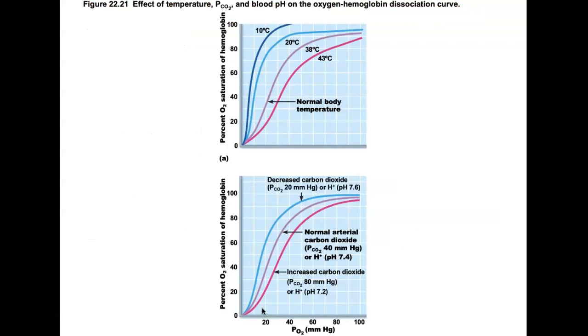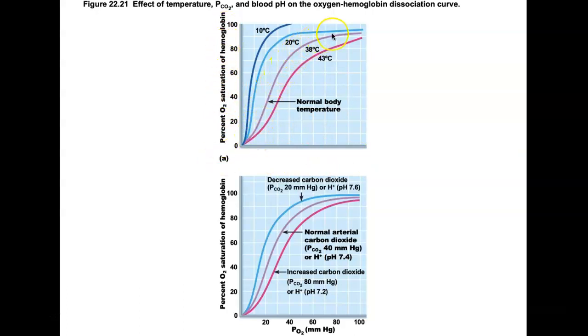So anytime you have an increase in temperature, an increase in acidity of the blood, meaning that you have a low pH, or increased BPG levels in blood, it lowers hemoglobin's affinity for oxygen, and it's going to enhance oxygen unloading from the blood. So this is shown by a rightward shift of the oxygen hemoglobin dissociation curve that we see depicted in this image. So we're looking at the partial pressure of oxygen on the x-axis and the percent oxygen saturation of hemoglobin on the y-axis.